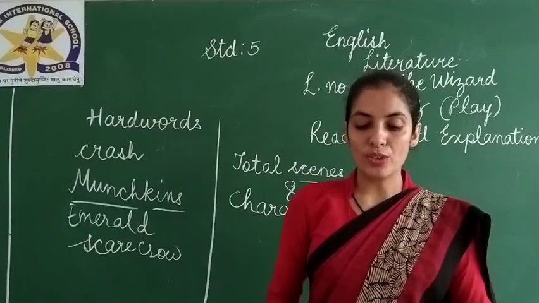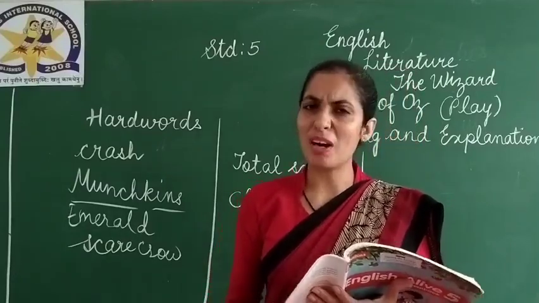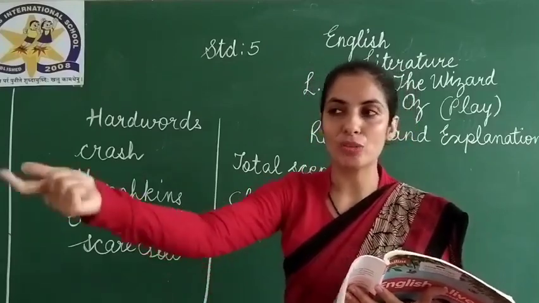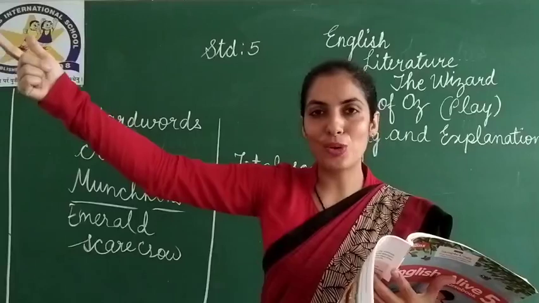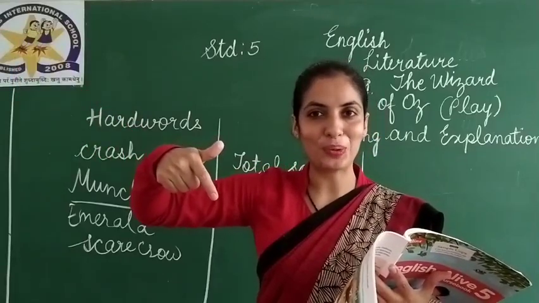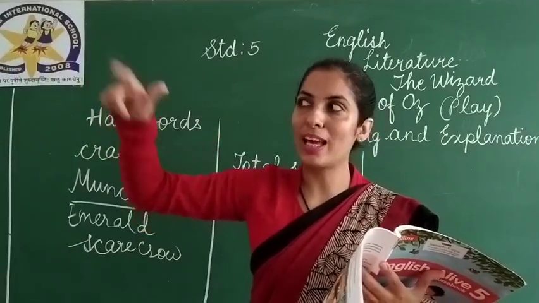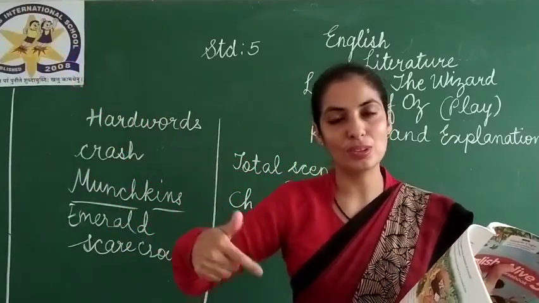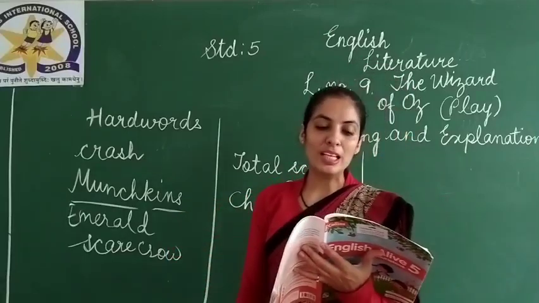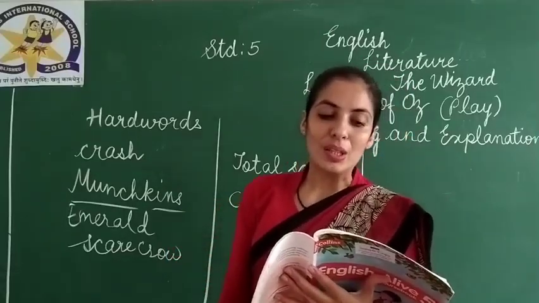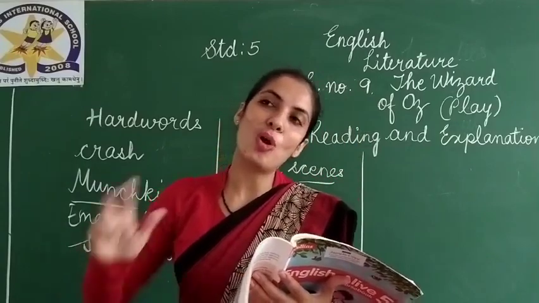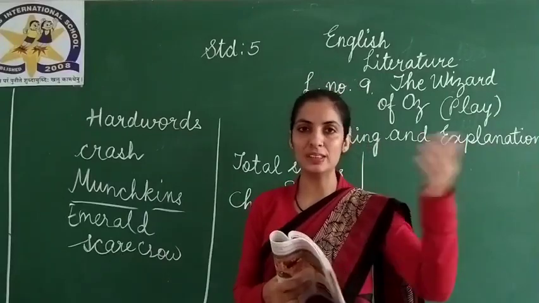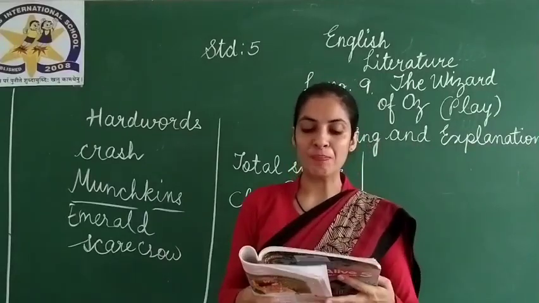Okay. Now Dorothy says, "Would you like to come with us?" Scarecrow: "Yes." Dorothy helps him climb down the pole. He comes down and they go off together. Scene 3. Go off means they went together.